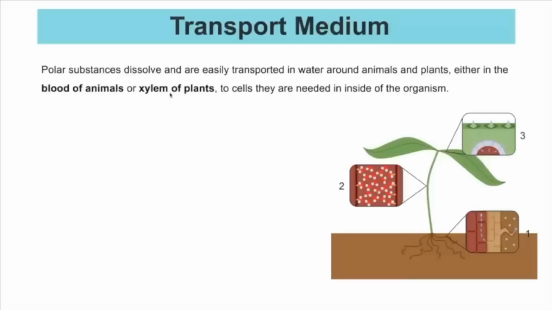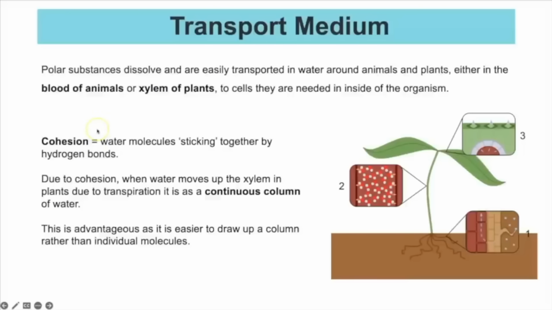Now it is possible to transport these dissolved solutes in the xylem due to the cohesion that we saw in the water molecules. So we said that hydrogen bonds form between the hydrogen and oxygen atoms in different water molecules. And due to that, the water molecules stick together and they form a continuous column of water. This is an advantage because as water evaporates out of the stomata in the leaves, that leaves a negative space, a negative pressure.